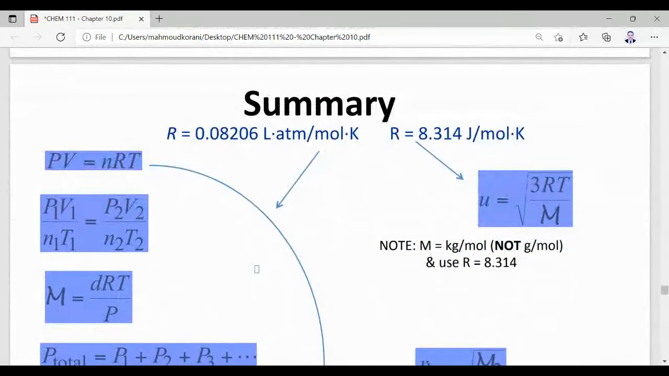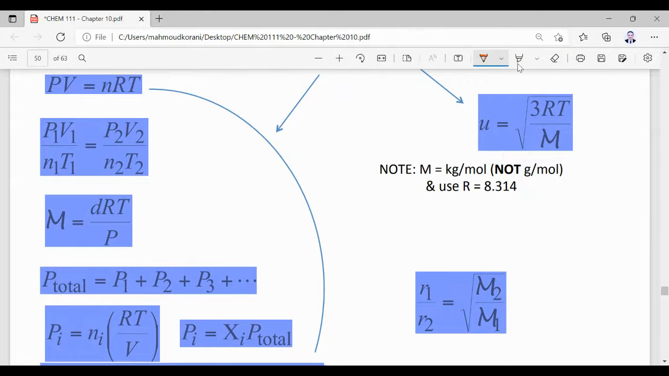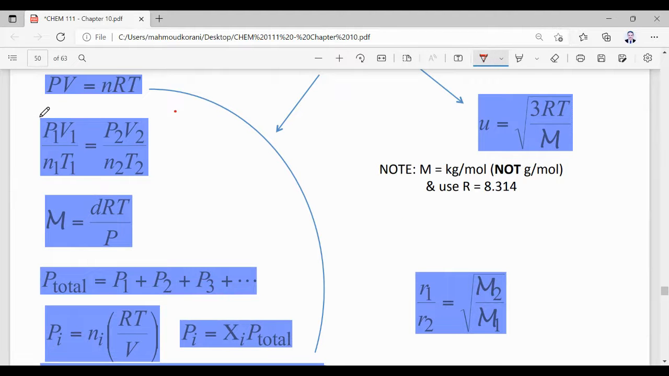This is a summary of most of the formulas we have already discussed in the gas chapter. You have the ideal gas equation, PV equals nRT. If you have two sets of gases, P1V1 divided by n1T1 equals P2V2 divided by n2T2, and from this you could derive all the gas equations: Boyle's, Charles's, and Avogadro's. And as an application, you could calculate the molar mass or density from this relationship.